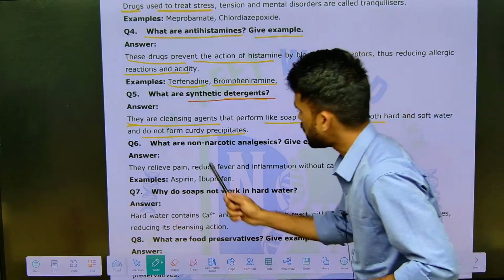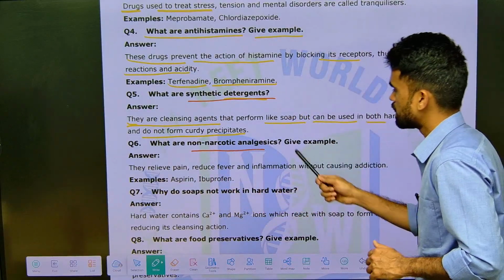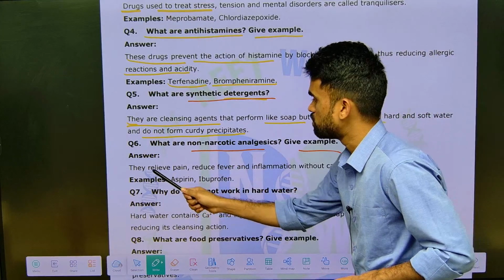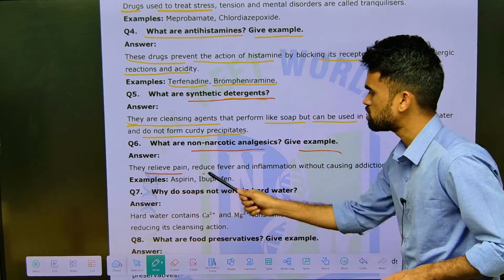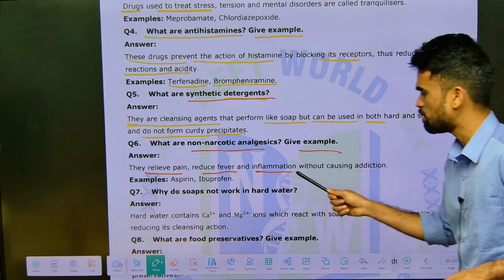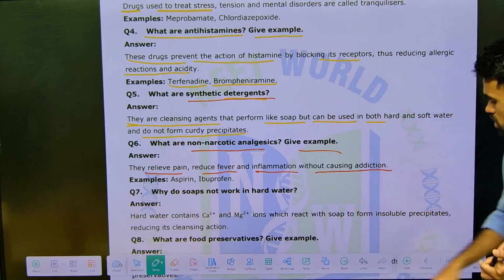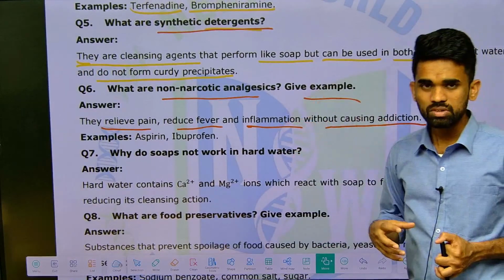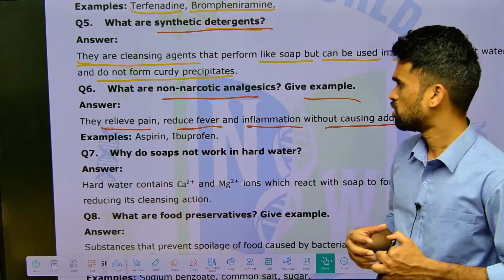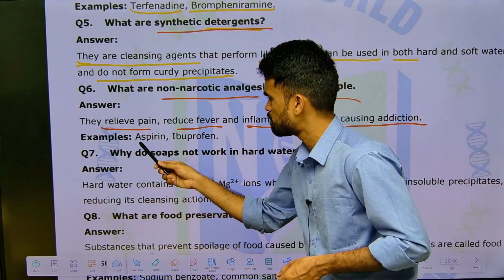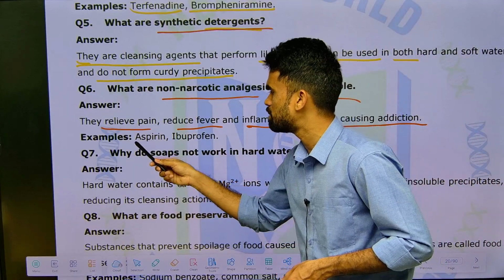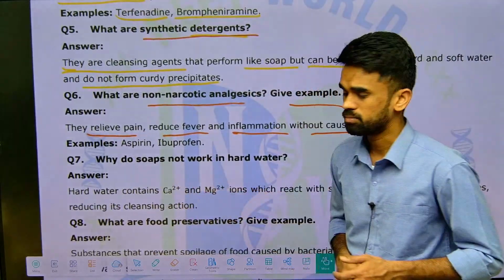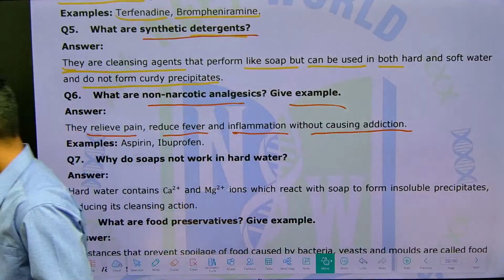Then next, what are non-narcotic analgesics? Give example. So these are pain relievers. They relieve pain, reduce fever and inflammation without causing addiction. So what are the examples here? Aspirin, which you might be very familiar with, and ibuprofen. These are the two drugs.